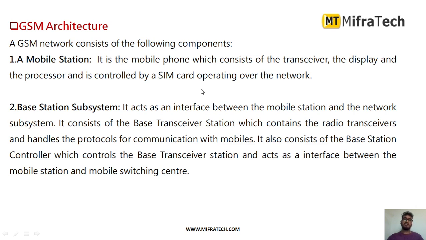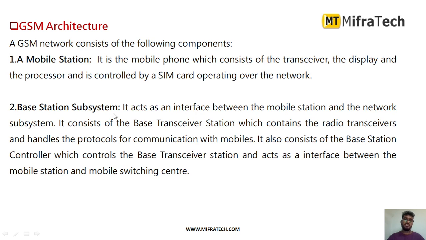Next we'll see the GSM architecture. A GSM network mainly consists of the following components. Mainly a mobile station, which is nothing but a mobile phone, consisting of a transceiver, a display and a processor, and it is controlled by a SIM card operating over the network. So these are the different things present in a mobile station.